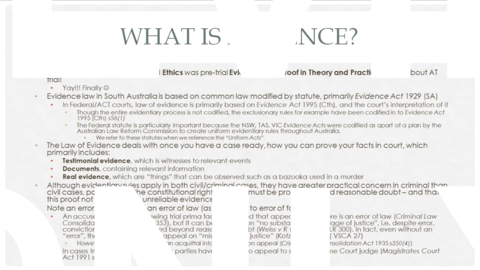That's the Criminal Law Consolidation Act 1935, Sections 352 and 353. But it can be rejected on the basis of no substantial miscarriage of justice, that is, despite the error, the conviction has been established beyond reasonable doubt, and that's Weiss v R 2005. In fact, even without an error, the court has allowed an appeal on the ground of miscarriage of justice, and that's Kotzman 1999. However, the DPP cannot call an acquittal into question on appeal, and that's the Criminal Law Consolidation Act 1935, Section 354. In cases tried in the magistrates court, both parties have full rights to appeal to a single Supreme Court judge, and that's the Magistrates Court Act 1991, Section 42.